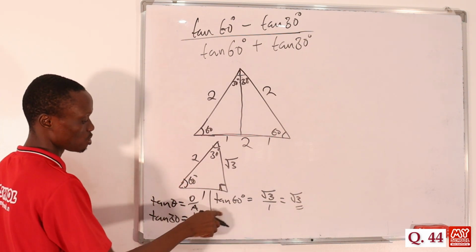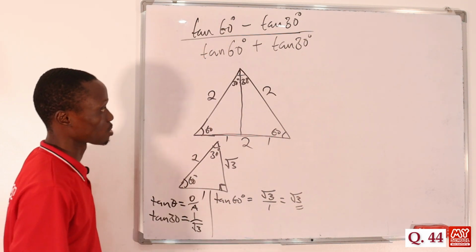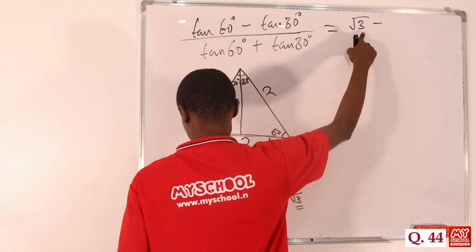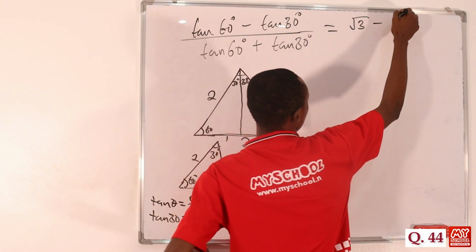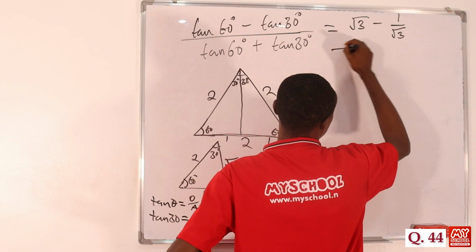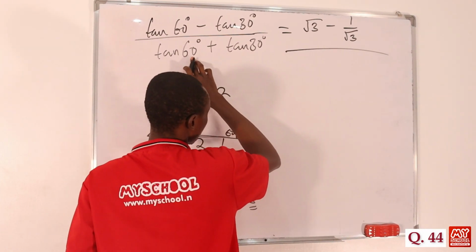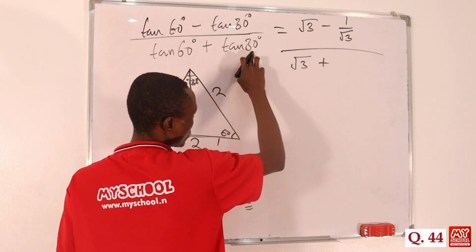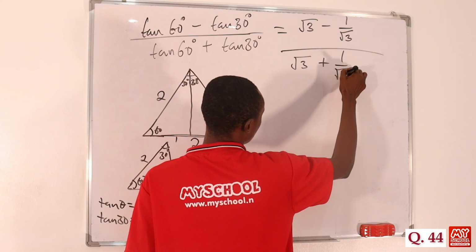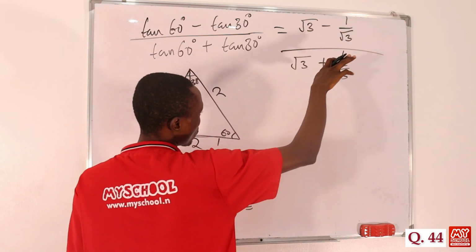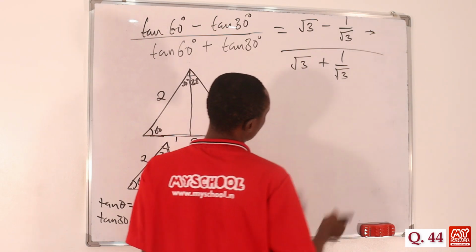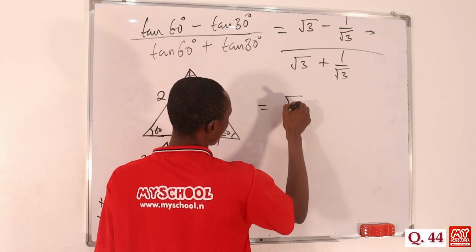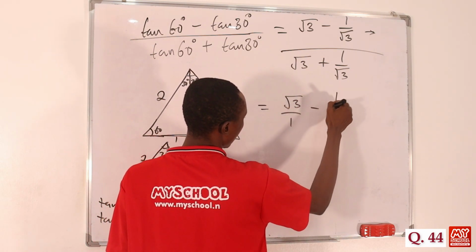Now we know these values, so we just substitute them into what is given to us. We know our tan 60 is equal to root 3, while our tan 30 is equal to 1 over root 3. Then we have tan 60 minus tan 30 divided by tan 60 plus tan 30, which is root 3 plus 1 over root 3. We solve this one after the other. First of all, let's deal with the numerator. The numerator will have root 3 over 1 minus 1 over root 3.